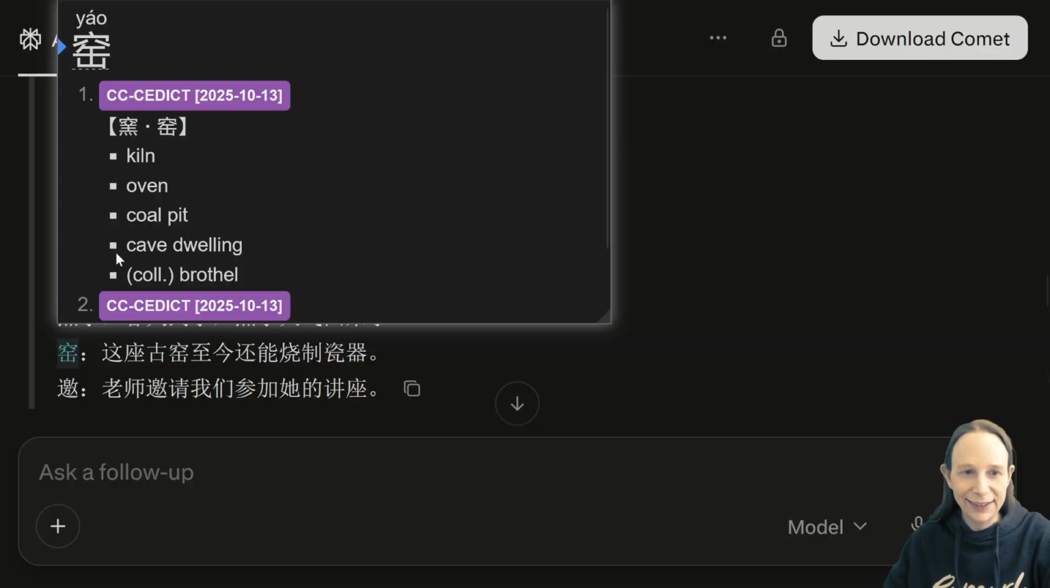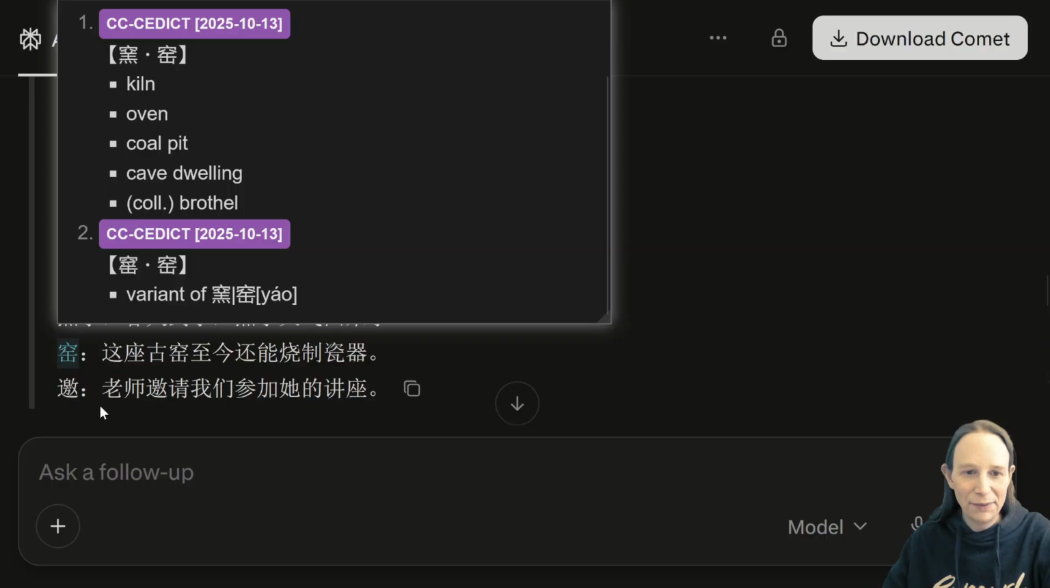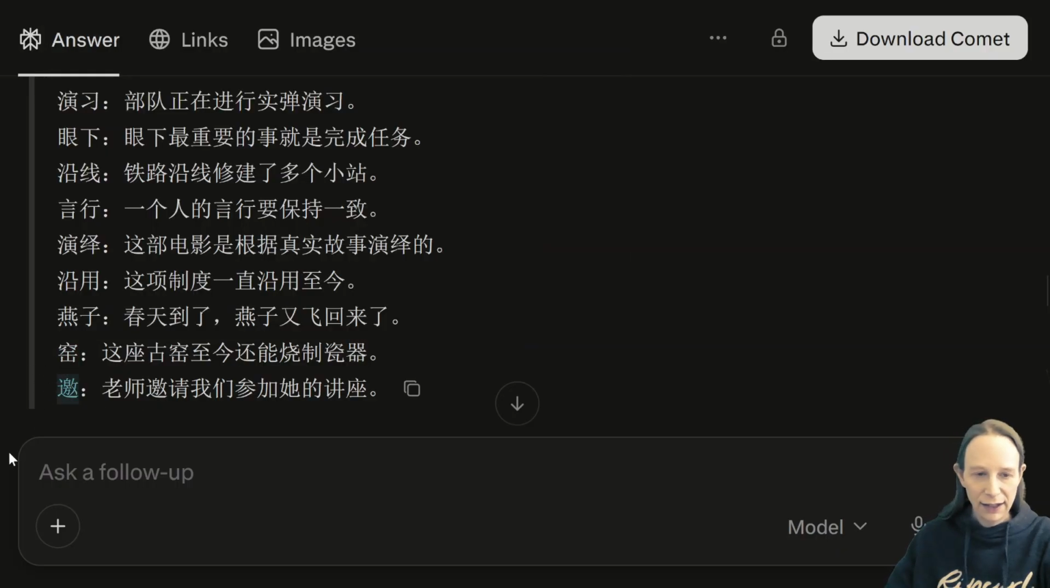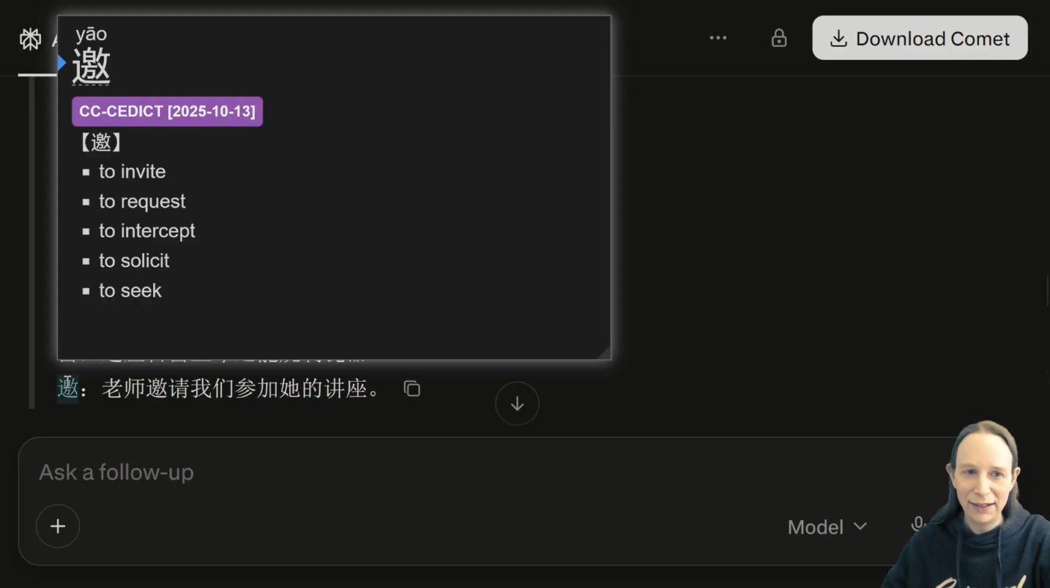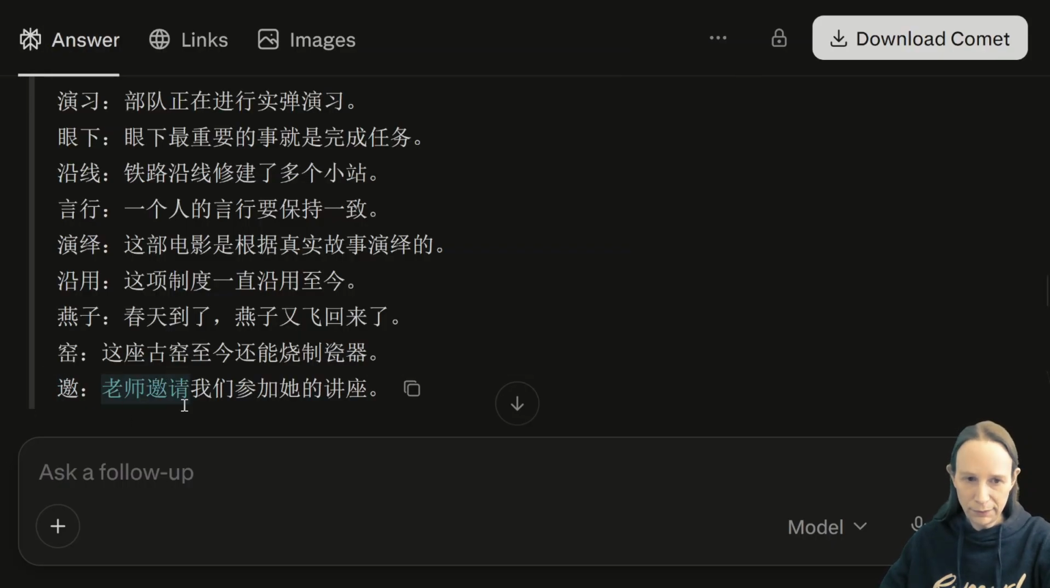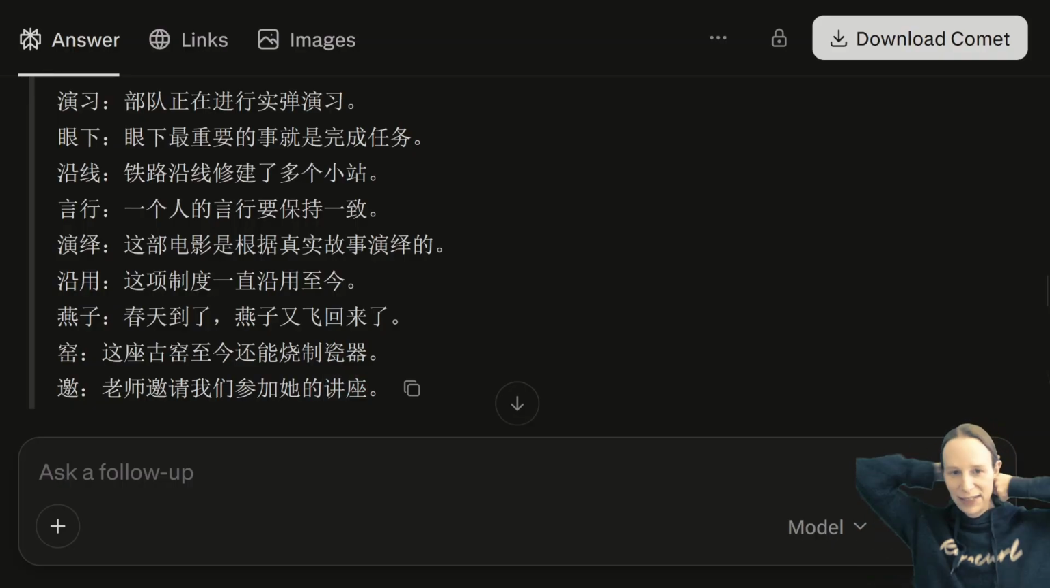Yao, kiln, oven, coal pit. I don't know these other ones. I think it's just Yao. We did this one, didn't we? Yao Qing Li Yao. Oh, maybe I accidentally copied it. 老师邀请我们参加他的讲座. So the teacher invited us to attend her lecture.